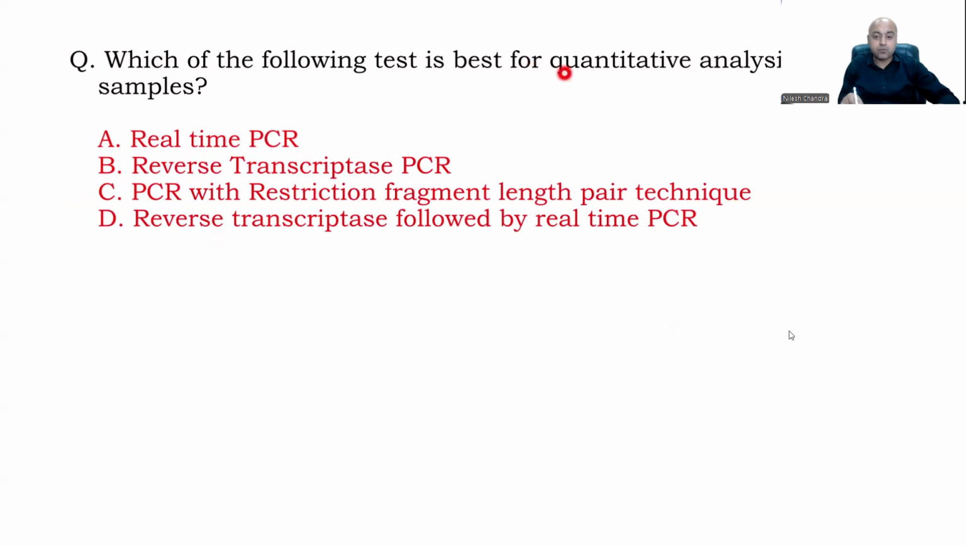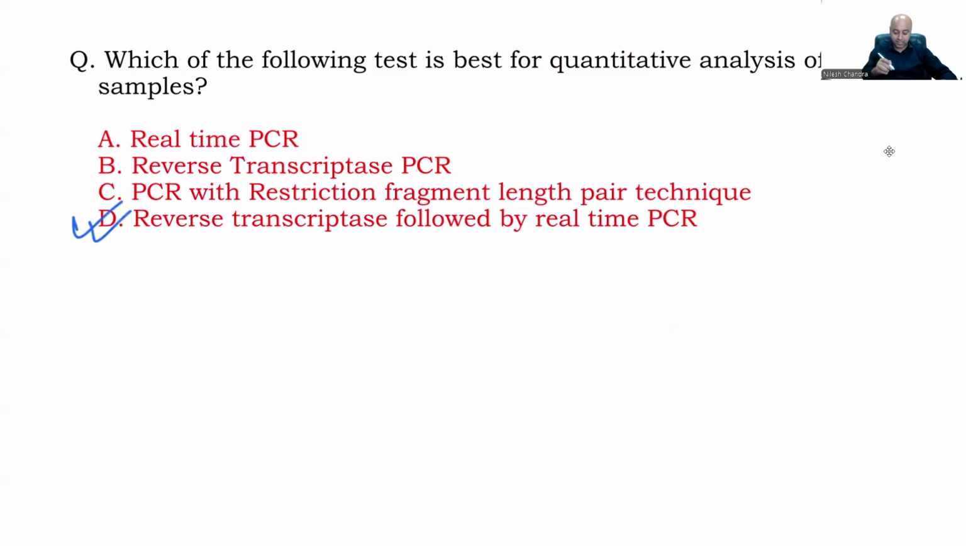Which of the following tests is best for quantitative analysis of the RNA sample? Your options are real-time PCR, reverse transcriptase PCR, restriction fragment length polymorphism technique, and reverse transcriptase followed by real-time PCR. For quantitative analysis of RNA samples, you have to carry out reverse transcription followed by the real-time PCR. The correct answer is option D.